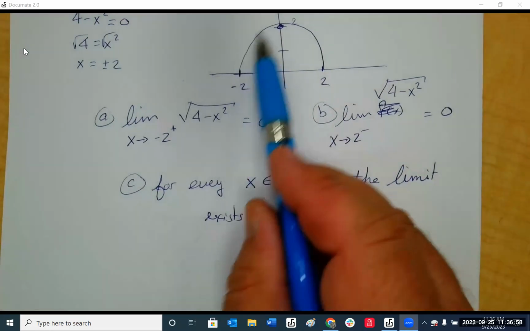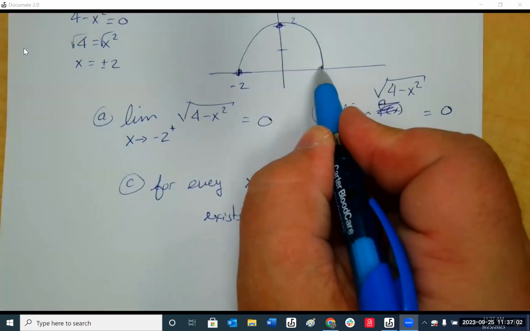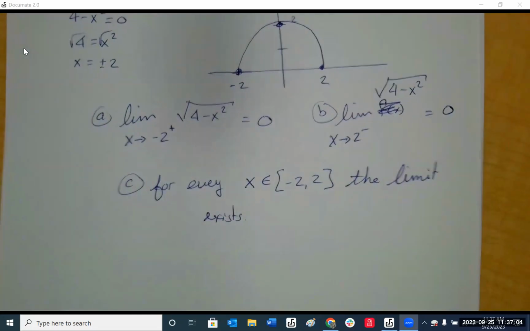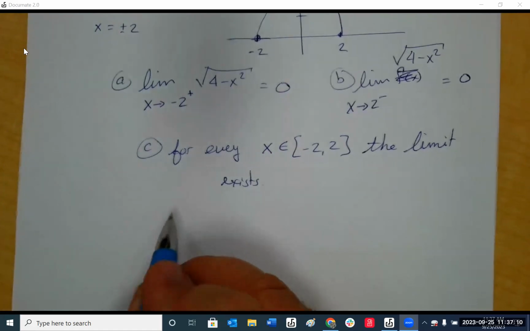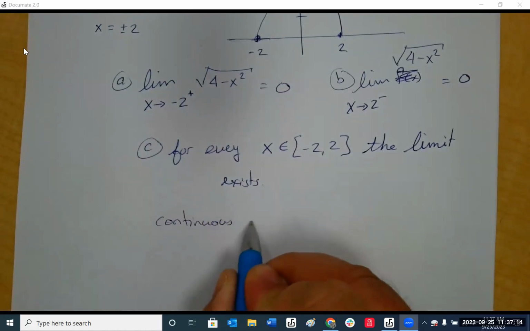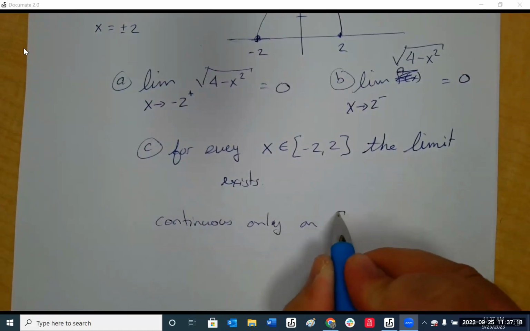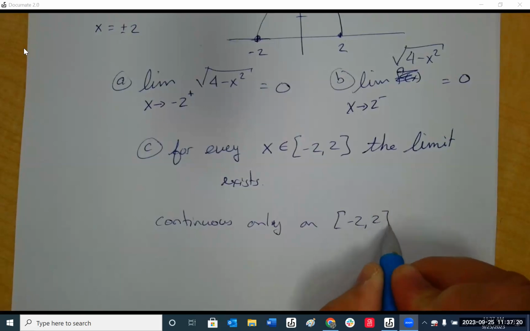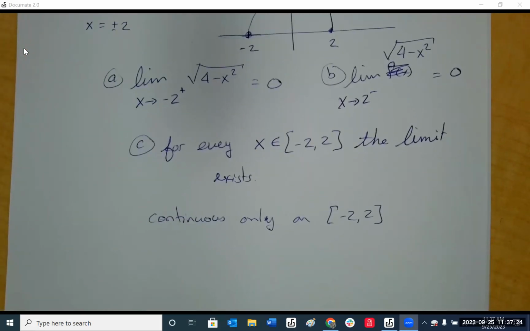And since those are the interior points, and our endpoints have limits, even though it's bounded, it's a closed interval, so it's continuous. It's continuous only on -2 to 2. It is a closed interval.